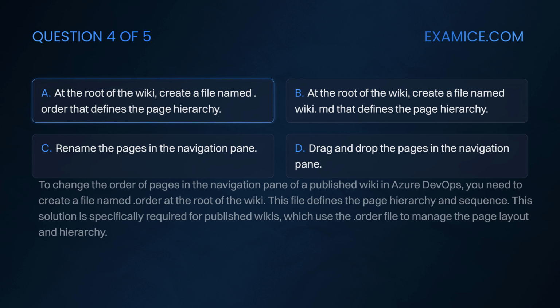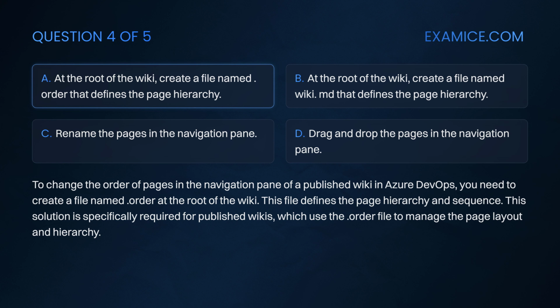To change the order of pages in the navigation pane of a published wiki in Azure DevOps, you need to create a file named .order at the root of the wiki. This file defines the page hierarchy and sequence. This solution is specifically required for published wikis, which use the .order file to manage the page layout and hierarchy.